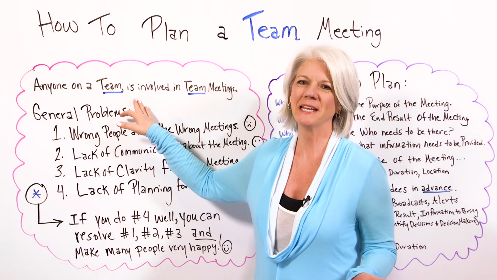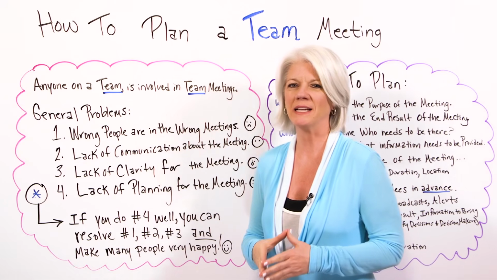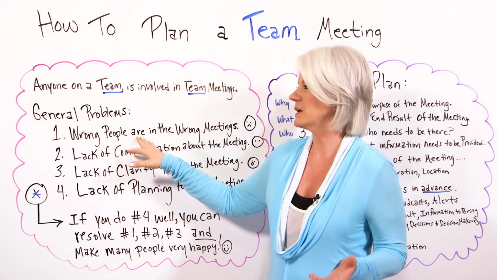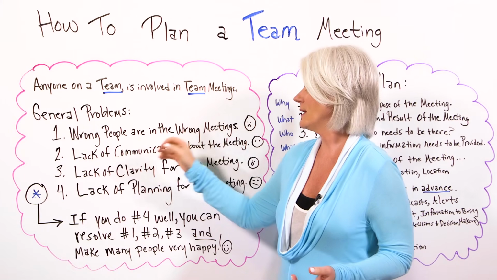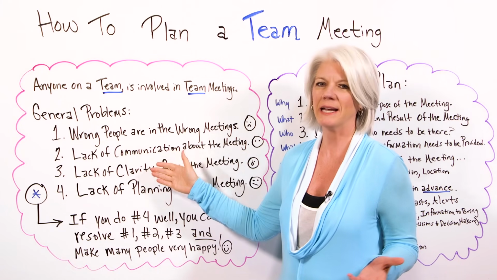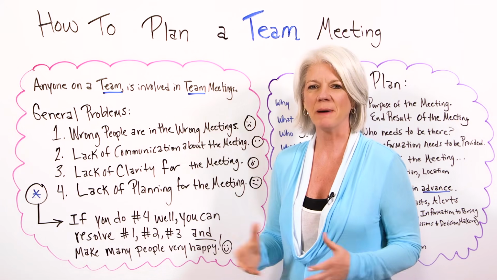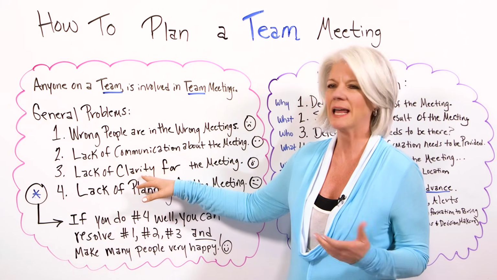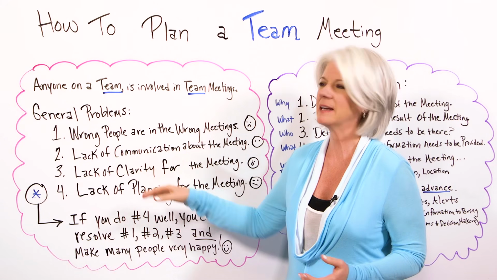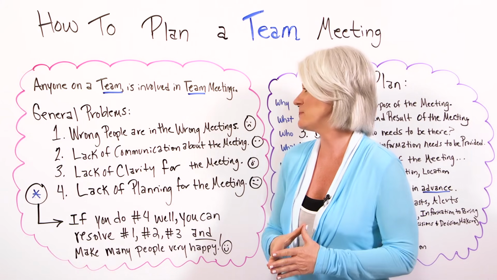So anyone on a team is involved in team meetings, and there are some general problems that arise with meetings. First of all, the wrong people can sometimes be in the wrong meetings. Also, lack of communication about the meeting. Some people aren't notified about the meeting or even why they're there. There can also be a lack of clarity for the meeting. Again, what's the purpose? Why are we here? What do we hope to get out of this meeting?